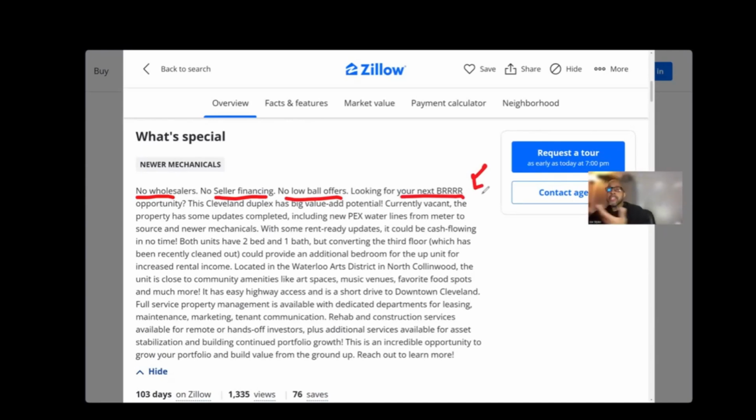So I would challenge the realtor. I'd be like, look, show me how the BURR works. Show me how that works at 85,000. It doesn't. It does not work. Everything else is sexy, right? Duplex, vacant, updates, new mechanicals, Waterloo Art District. All of this is cool, but just your first sentence is your problem.